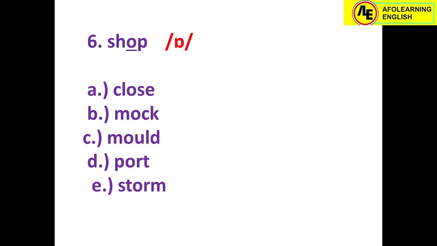Number 6, we have shop. The short o. So the correct answer is option B, mock. Option A, we have close. No, wrong. Option C, we have mold. No. Option D, we have port. This is the long O. We're looking for the short O. Okay. Then option E, we have storm. Another long O, so it's not the answer. The correct answer is mock, the short O.